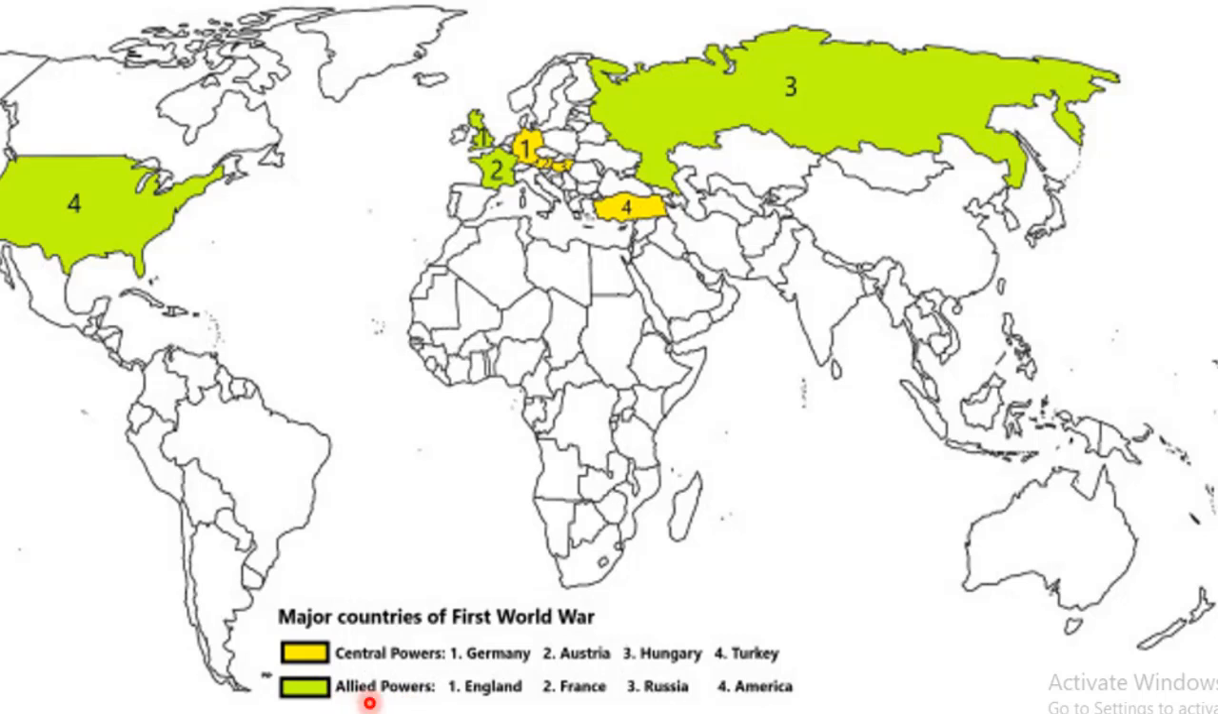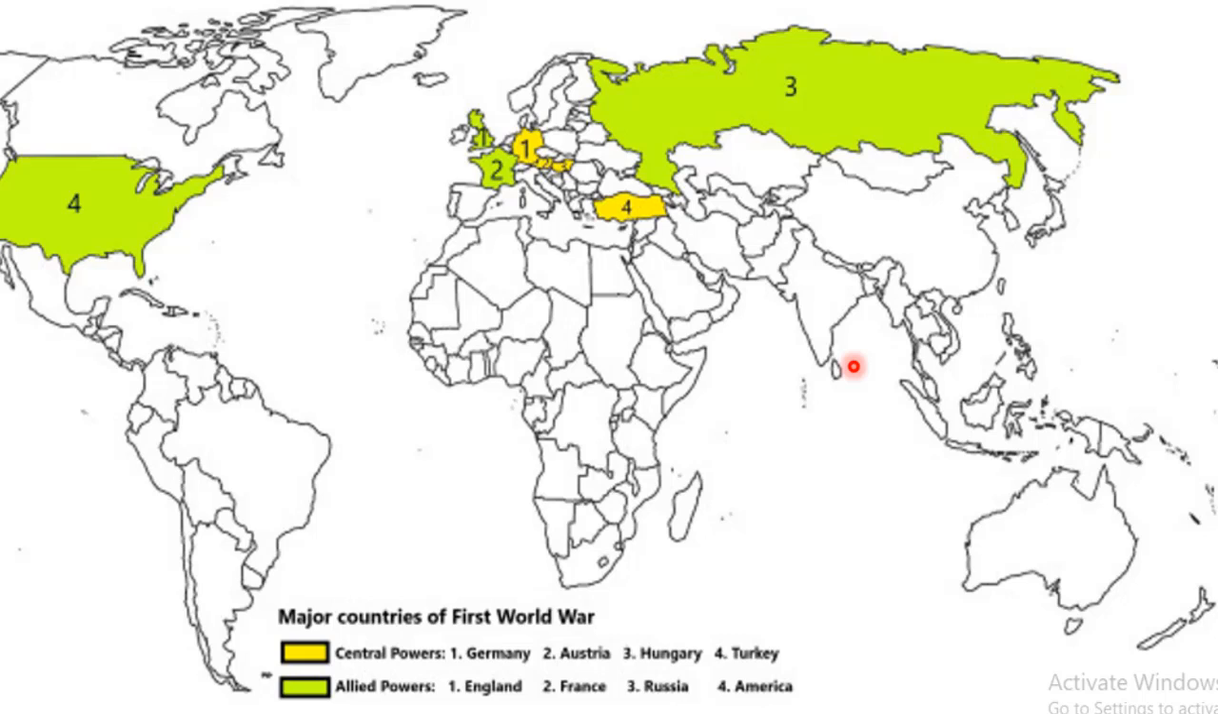Just look at the Allied forces, the green color, you can find it now. The main countries, the important countries which were part of these Allied Powers. So England, number 1, you can see England here. Just look at the cursor now. Just below that, France, number 2, and number 3 is Russia, the huge country here. And number 4 is America or USA.